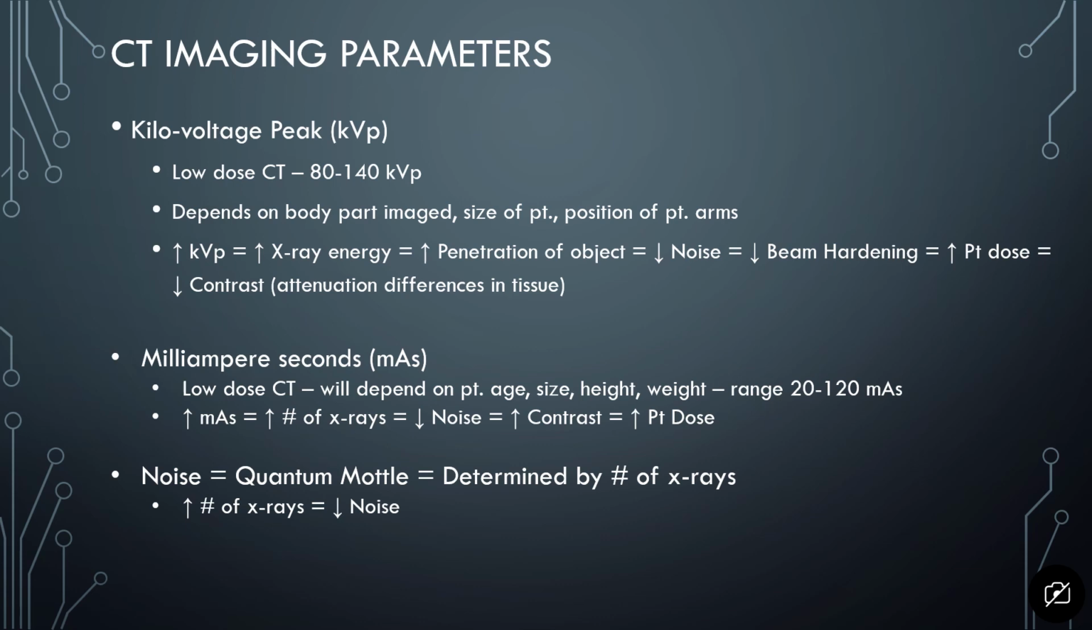The higher the mAs setting, the more X-rays you'll produce, which means you have less noise. You also will have better contrast and higher patient dose. So you'll get really good imaging contrast that's low noise, but you will do that by increasing the radiation dose to the patient. Noise in CT is also called quantum mottle, and this is determined by the number of X-rays. So if you increase your mAs, you're decreasing that noise. And that's a good thing to keep in mind.